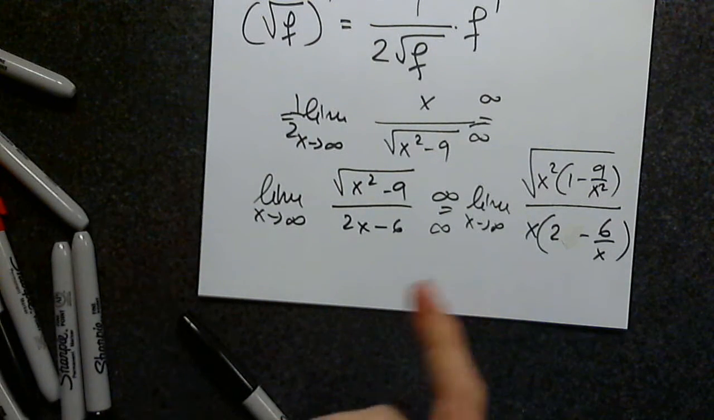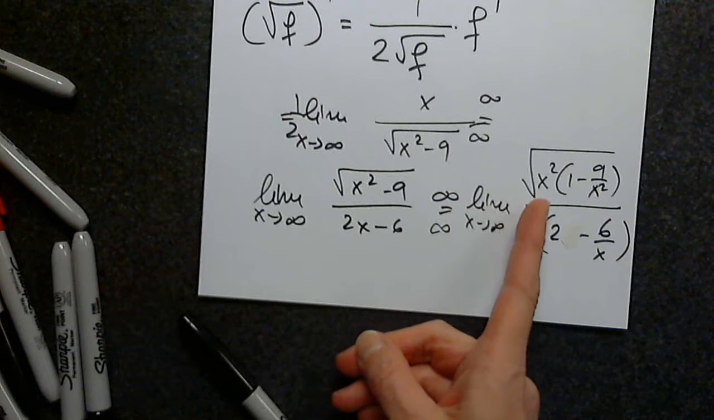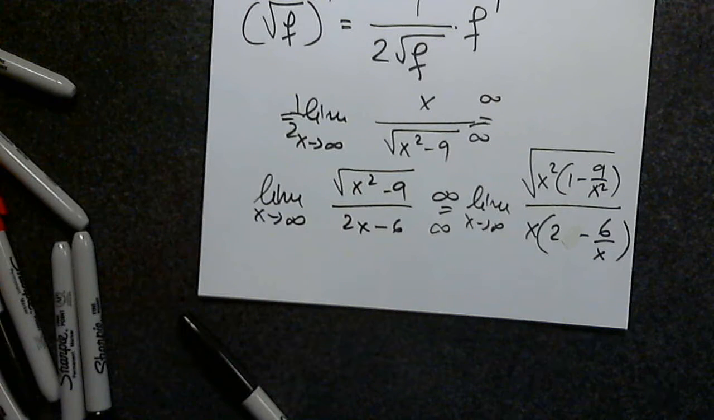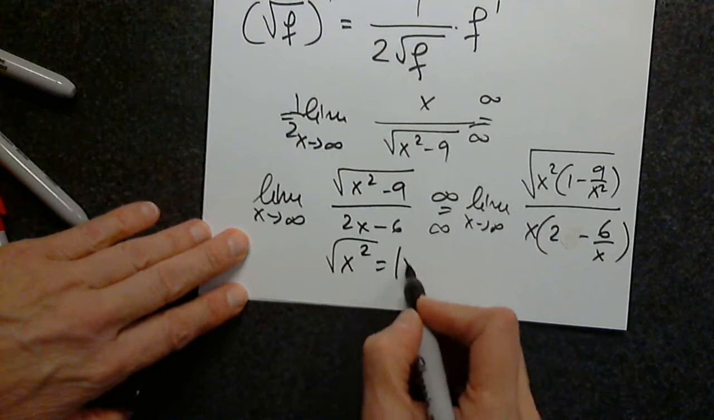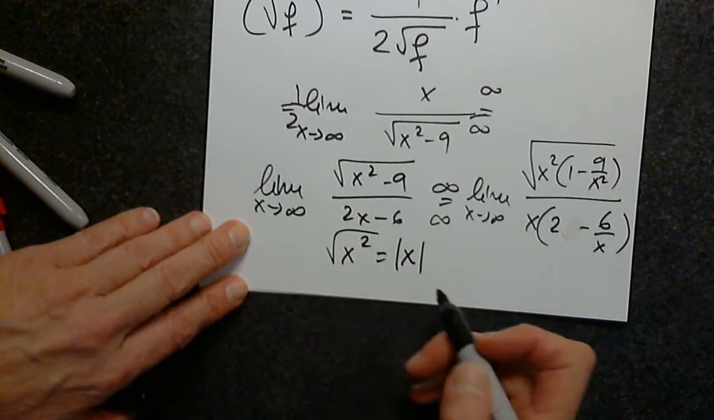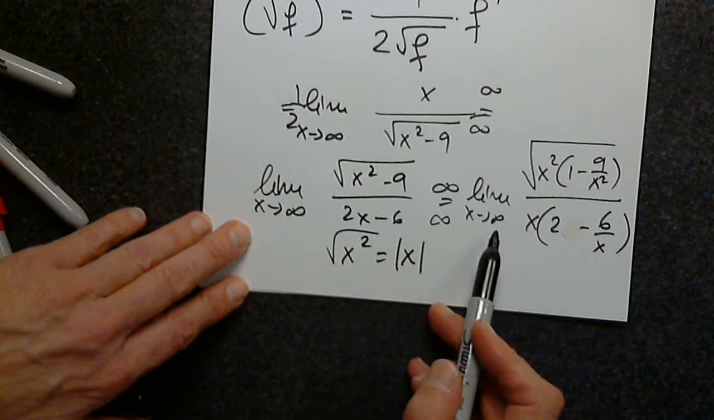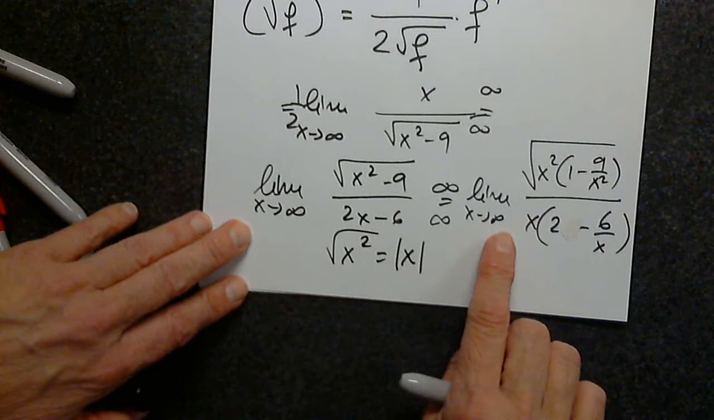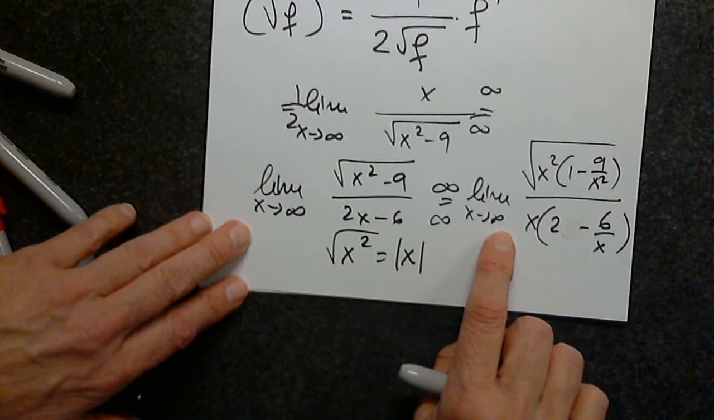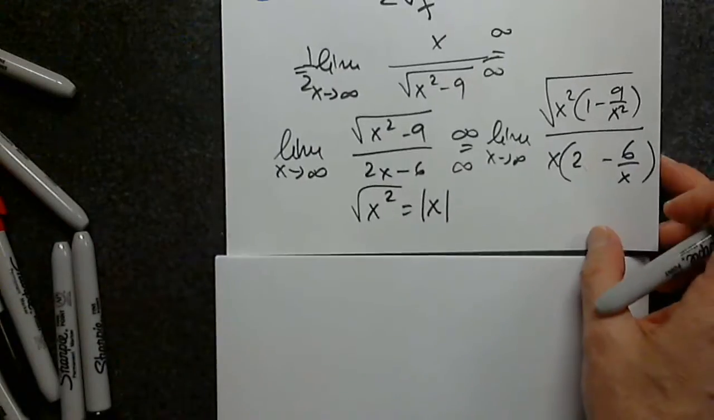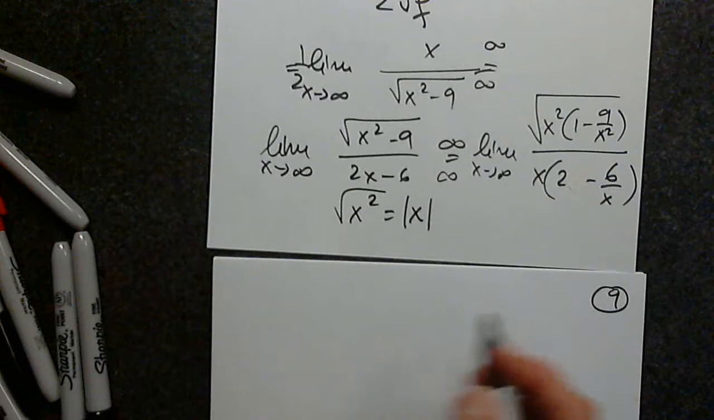Then I have to think in terms of the square root of x squared when x approaches infinity. Because remember, the square root of x squared is not x. It's the absolute value of x, which can be positive x if x approaches infinity, but negative x if x approaches negative infinity. Well, it's approaching positive infinity, so I can take it out as x. Is this okay so far?